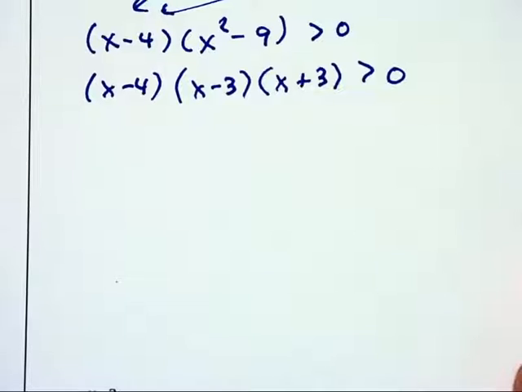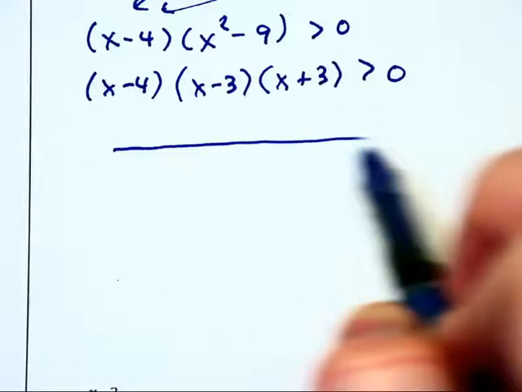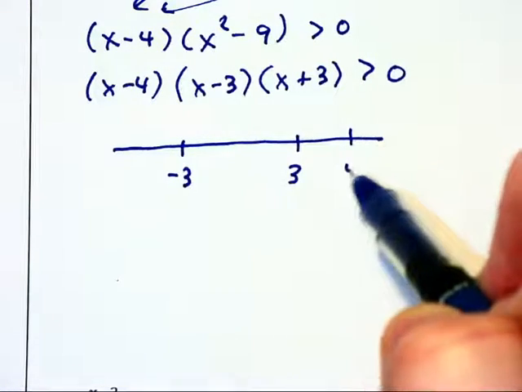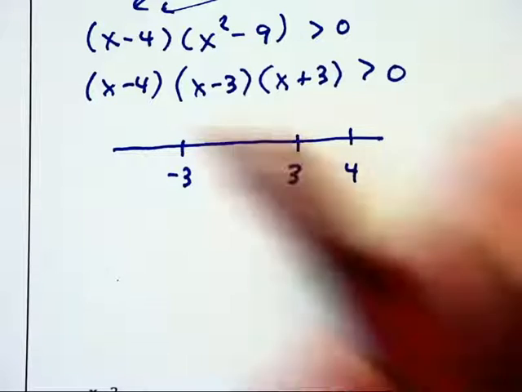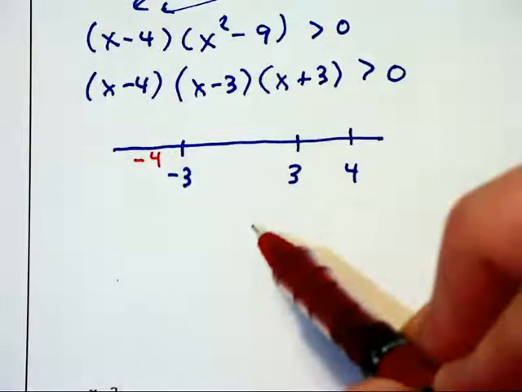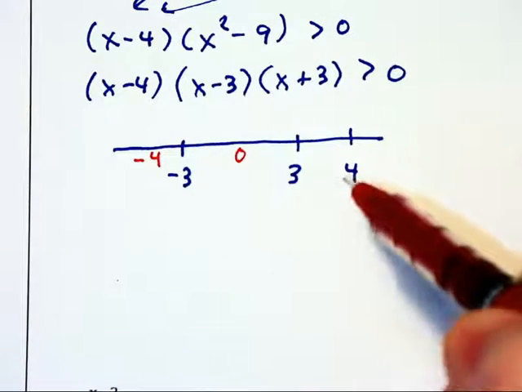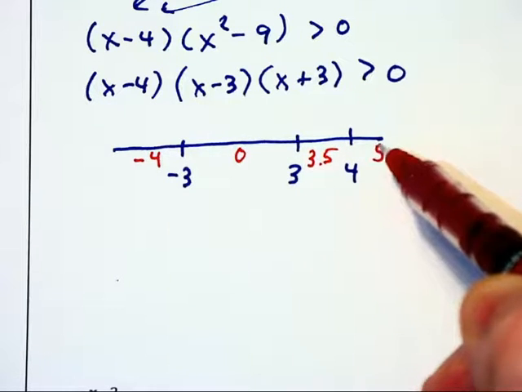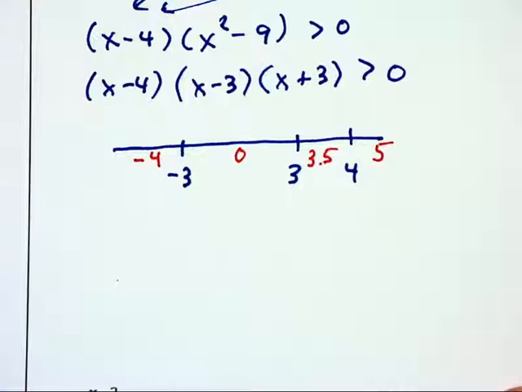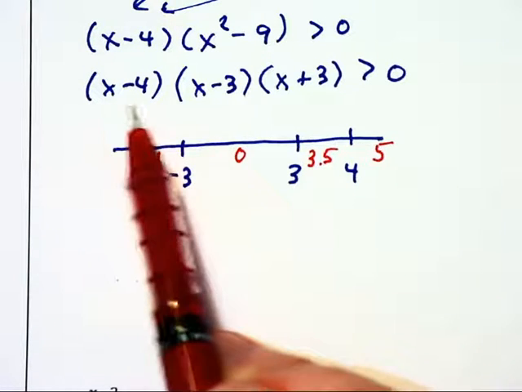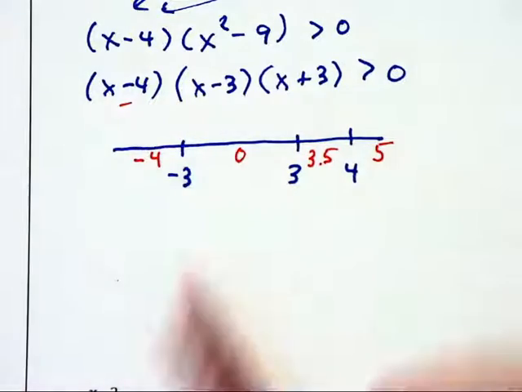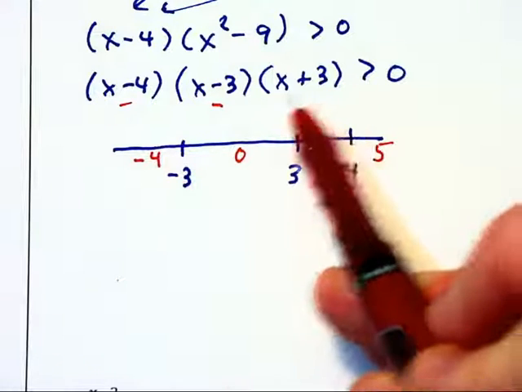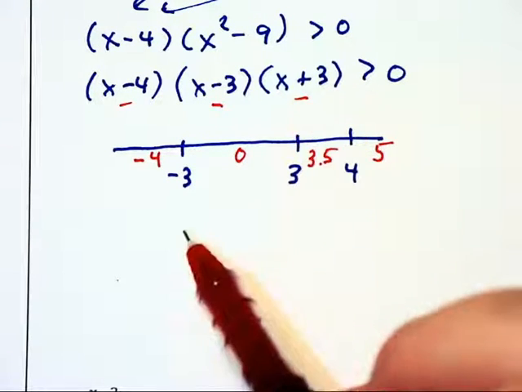And now I've got 3 critical values, and I can draw a number line here. Critical values at -3, +3, and +4. Let's try -4 on the far left as a test value, 0 in the center. I guess I'd have to go with 3.5 between the 3 and the 4, and 5 on the far right. Let's start with -4. -4 minus 4 is -8, so I've got negative in that first region. -4 minus 3 is -7, so I have negative again. -4 plus 3 is negative, so I've got negative again.